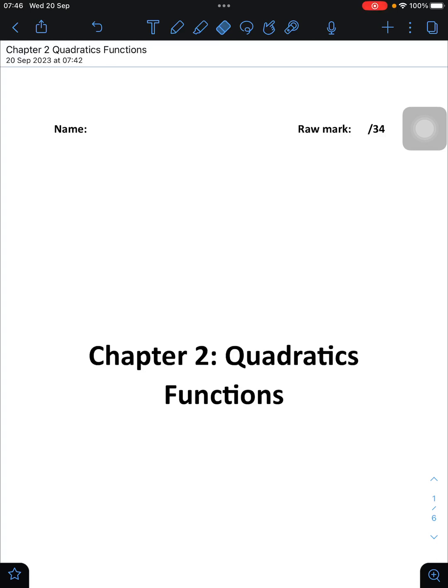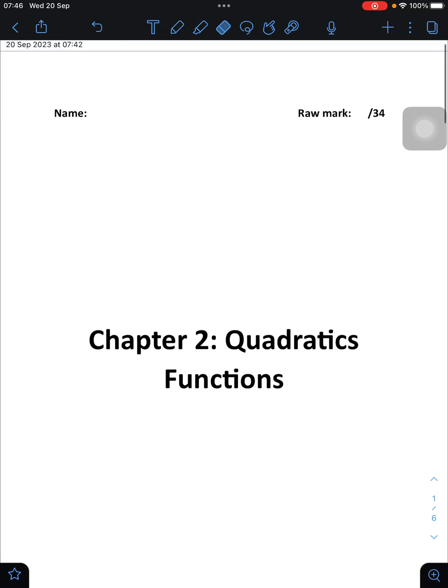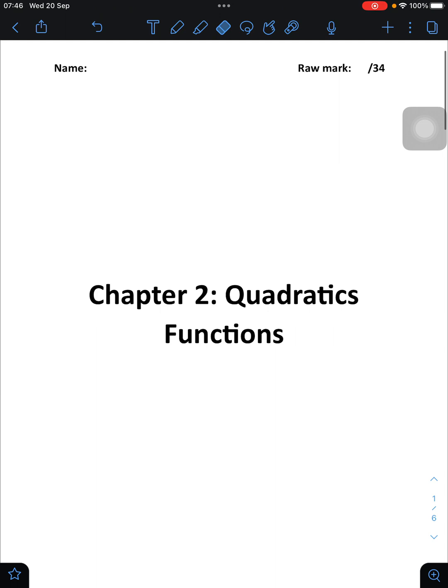Okay, so these are my solutions to the Chapter 2 quadratic functions test. I'm going to go through it quickly, hope to get it done within about half an hour. It's currently Wednesday club time, and I've just uploaded the comments for your papers on ManageBack.